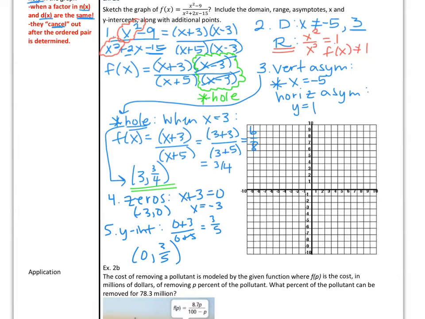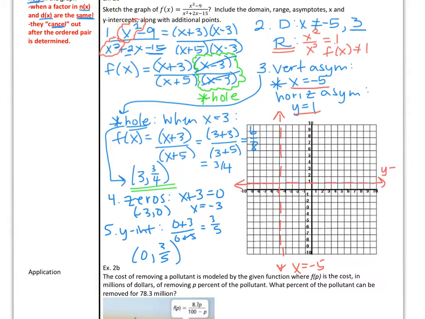I think now would be a great time to plot all the things we have. So let's first start off by drawing in our asymptotes. I'm going to use red for that. So I'm going to draw in my vertical asymptote at negative 5, like so, and label. And then my horizontal asymptote at y equals 1, right along here.